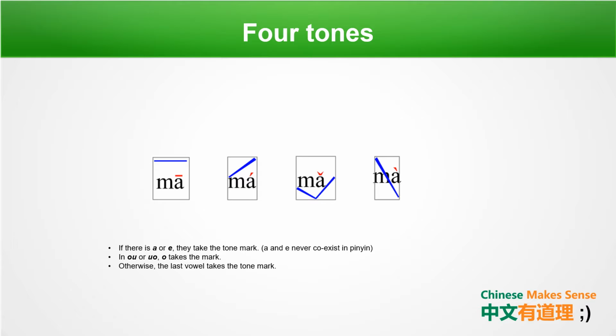But you might ask, where do I place the tones? Well, here are the rules on where to place them. If there's an A or E, they take the tone mark. A and E never coexist in Pinyin. If it's an O, O takes the tone mark. Otherwise, the last vowel takes the tone mark.